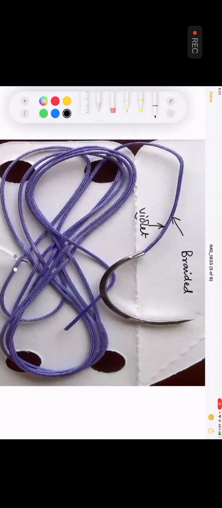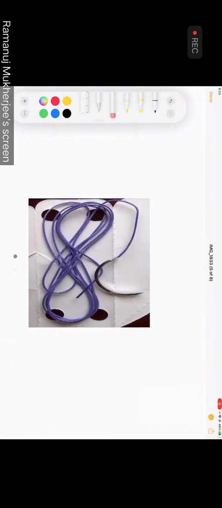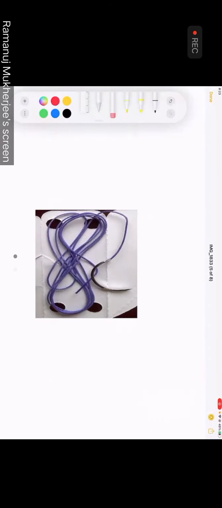Light violet. Violet. So what is this suture? It can only be one: Vicryl. So this is technically a Vicryl suture, which I do not know the size of, but size is not important because in the real world you will get to see the packet. Okay. Now come to the next suture.